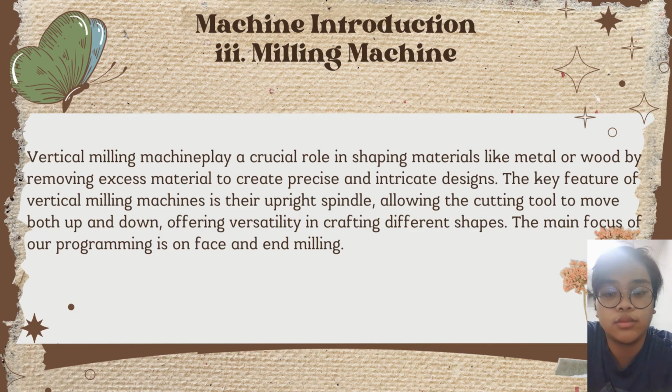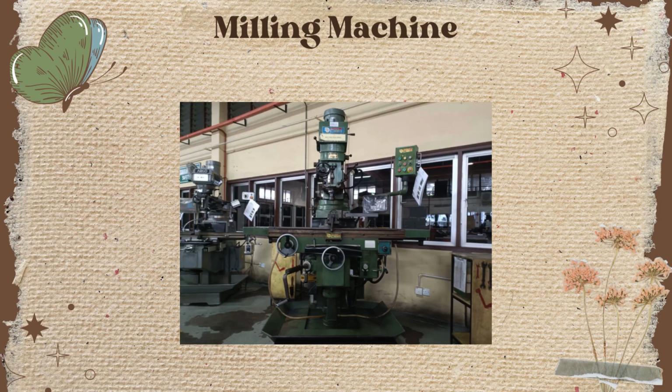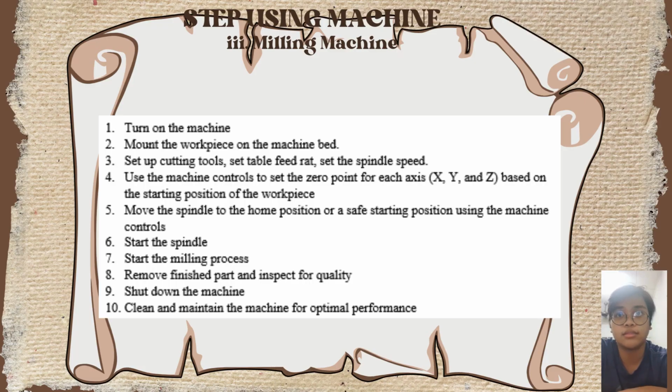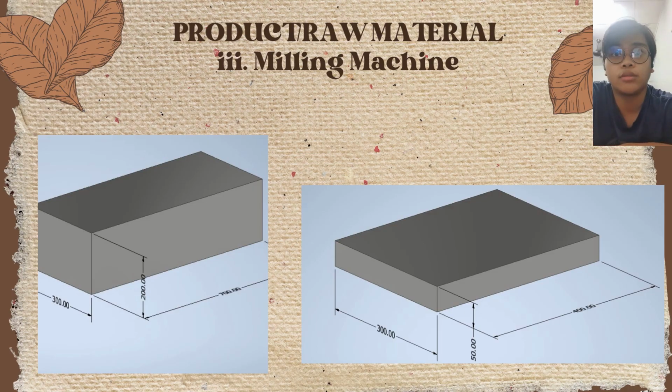The machine that I choose is the milling machine. And this is the specification of the milling machine that is available in the workshop in UTHM. Next are the steps on how to use the milling machine. This is the product and the raw material that we will be using. The one on the left is the raw product and the one on the right is the finished product.